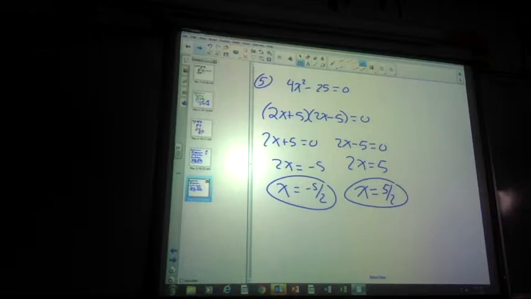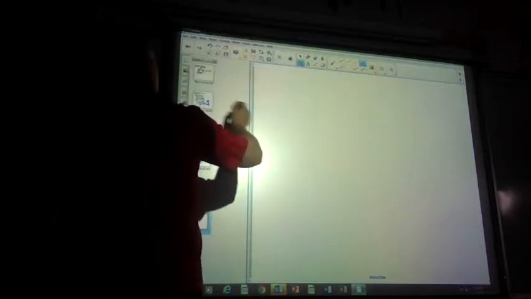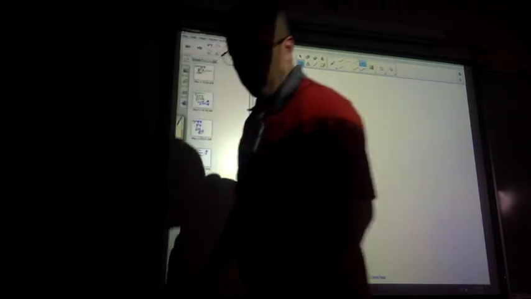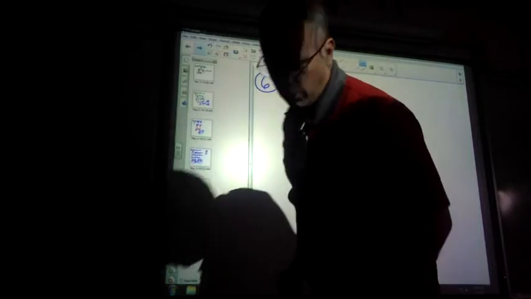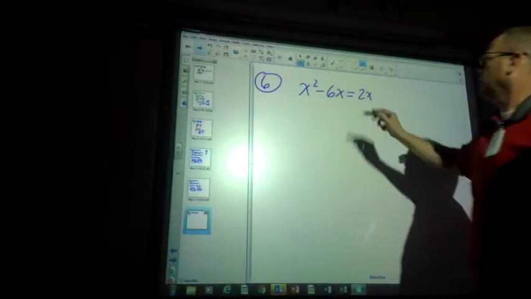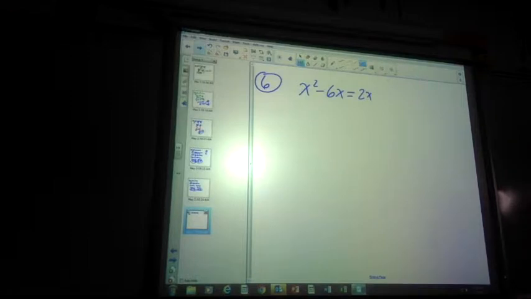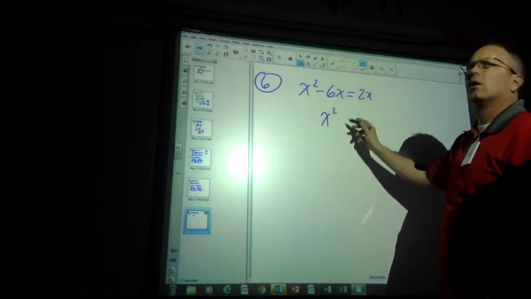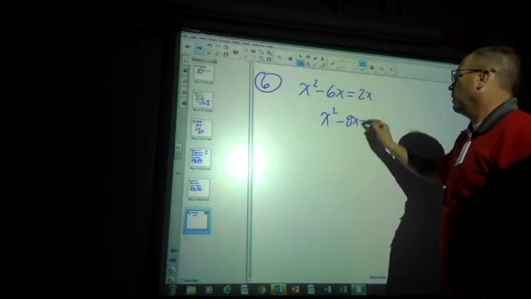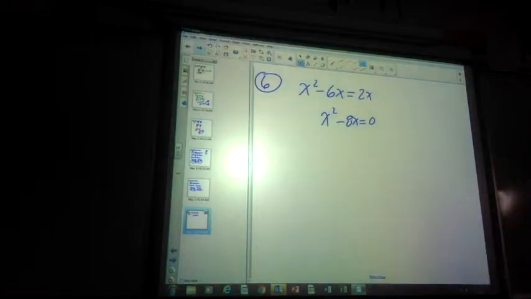Can I go to number 6? Number 6. X squared minus 6x is equal to 2x. Is this set up for the quadratic formula? It's not equal to 0, is it? So let's bring the 2x over. So by bringing the 2x over, it means I'm subtracting it. So what's over here now? Negative 8x. So I guess I could use the quadratic formula, knowing that a is 1 and b is negative 8 and c is 0.